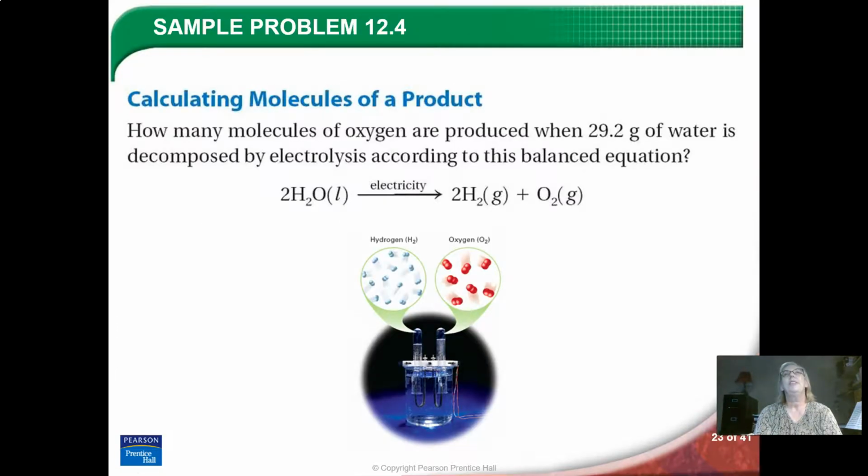So let's talk about changing grams to molecules. That would be a good one too. So this one is going this many grams of water, and we want to know how many molecules of oxygen we can make out of this deal. So we're going to take 29.2 grams of water, we're going to run electricity through it, and we're going to make the 2 gases. We want to know how much of this we're going to make. So let's try this one.